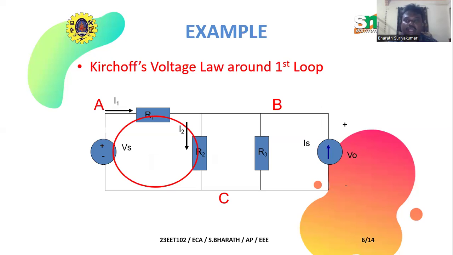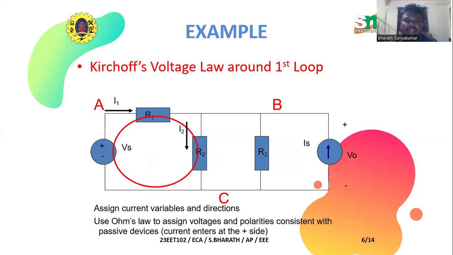Kirchhoff's voltage law around loop 1. Consider this circuit. What is Kirchhoff's voltage law for loop 1? We have a voltage source of rise Vs and two drops, with currents I1 and I2 through resistances R1 and R2. How will we write the voltage expression for the first loop? We assign the values of current variables and directions.